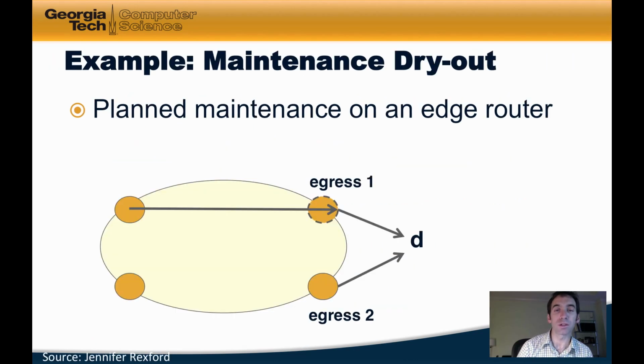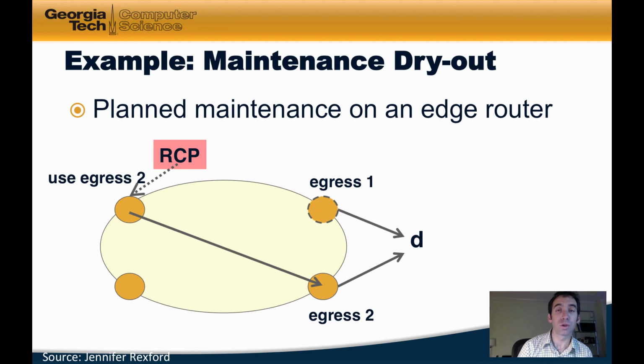One example is called maintenance dryout. The idea here is that a network operator may want to do planned maintenance on an edge router. So in this example, let's suppose that the operator wants to do maintenance on the router sitting at egress 1. In this particular example, the operator could use something like the RCP, or the routing control platform, to directly tell a router at ingress to send its traffic for a particular destination to egress 2.